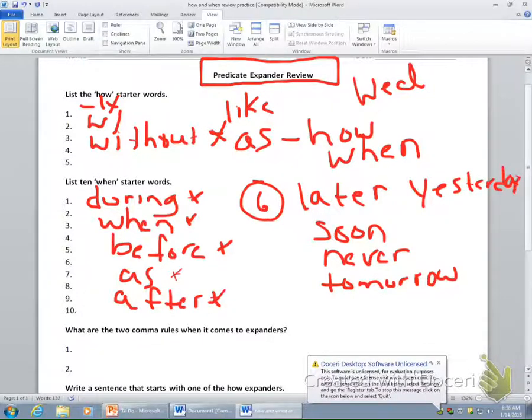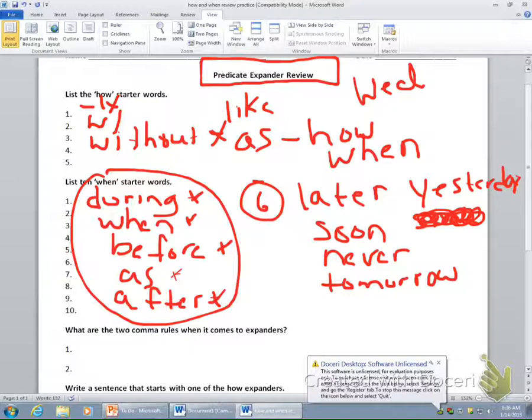Can they be like days of the week or months? Yeah, but we know that. Okay, since. Actually, no. All right, so you have during, when, before, as, after. These are the ones you have to have memorized for the quiz. Then you're going to have to come up with 5 additional when predicate expanders. Any questions so far? All right.